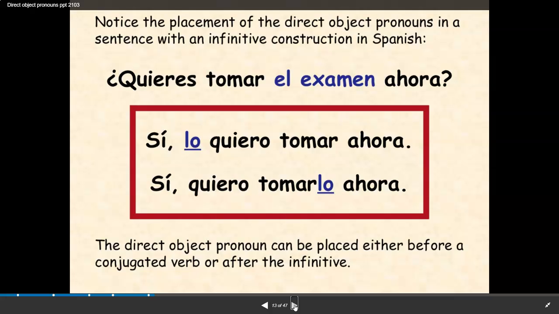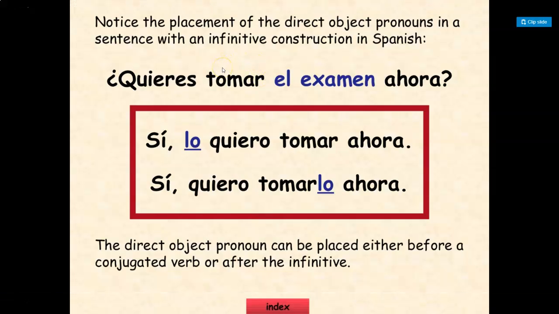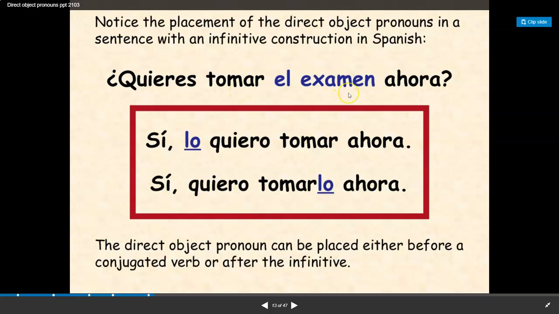Y'all don't forget an infinitive is like this verb tomar, the unconjugated form of a verb. It is when you have not changed the verb to match your pronoun. Look at my sentence. ¿Quieres tomar el examen ahora? Do you want to take the test now? Look at my two answers.